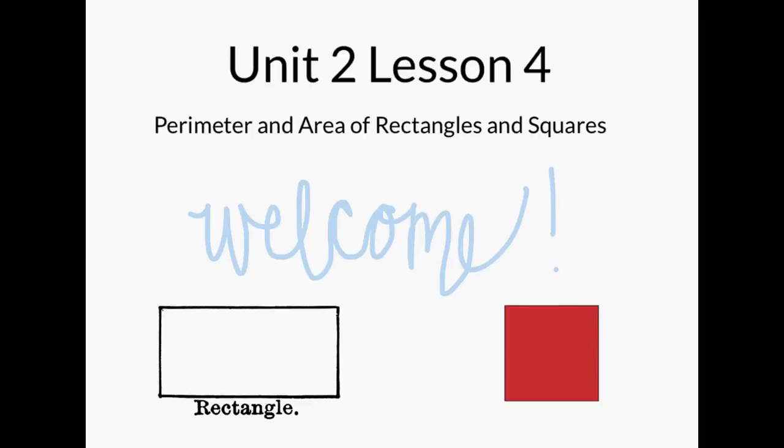Welcome, fourth graders, to Unit 2, Lesson 4. Our focus today will be finding the perimeter and area of rectangles and squares.